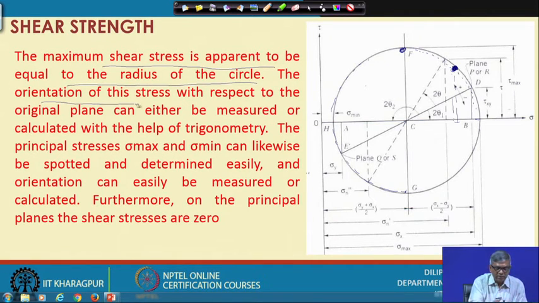The orientation of this stress with respect to the original plane can be either measured or calculated with the help of trigonometry. That means, which plane is it where this is actually happening. Between the maximum normal direction and the maximum shear direction it is 90 degrees. That means on the circle we are seeing 90 degrees, so on the actual plane it will be half of that, 45 degrees.